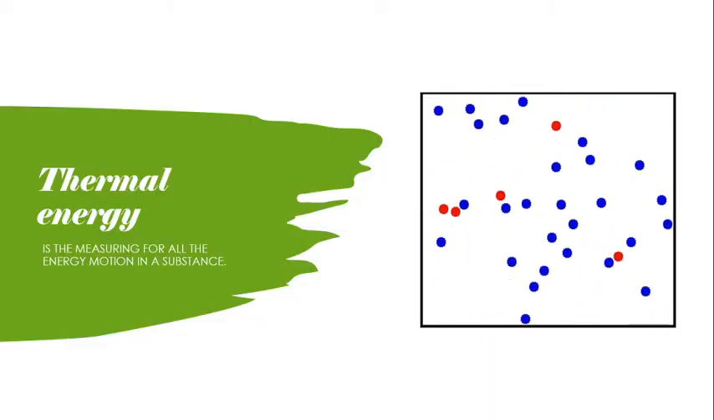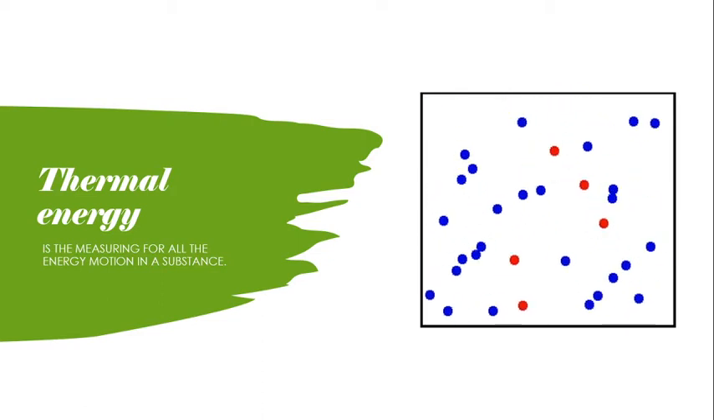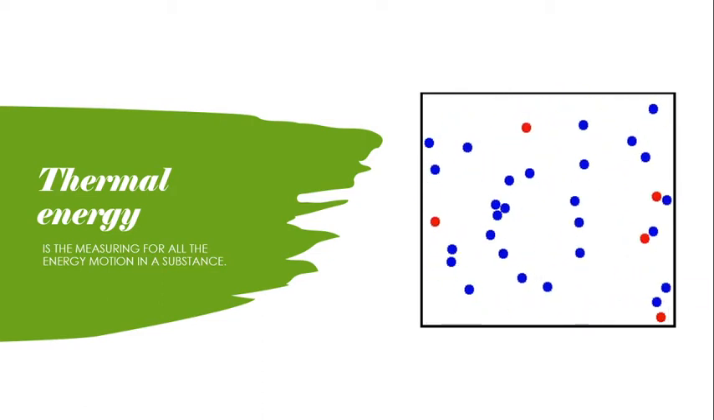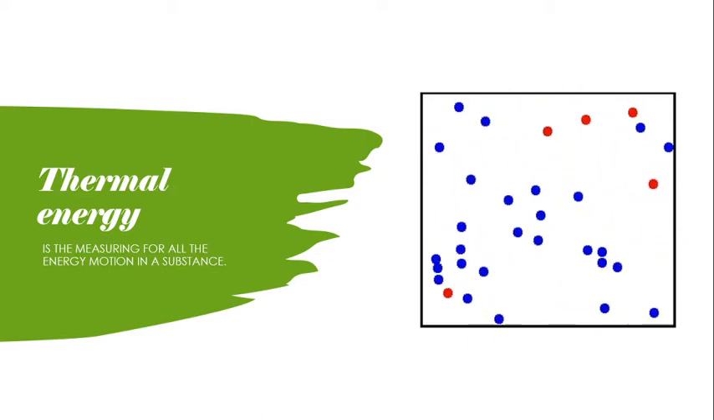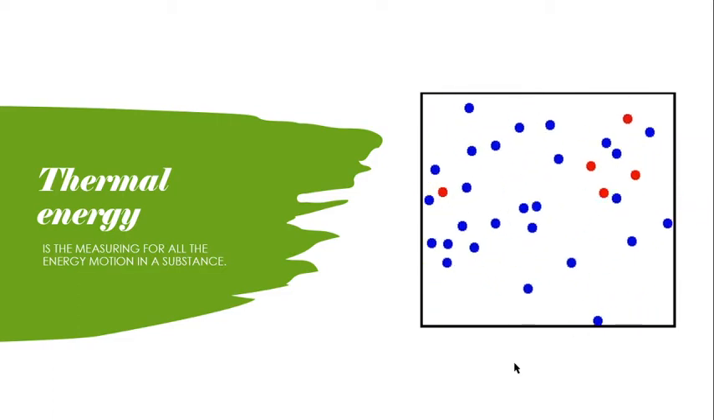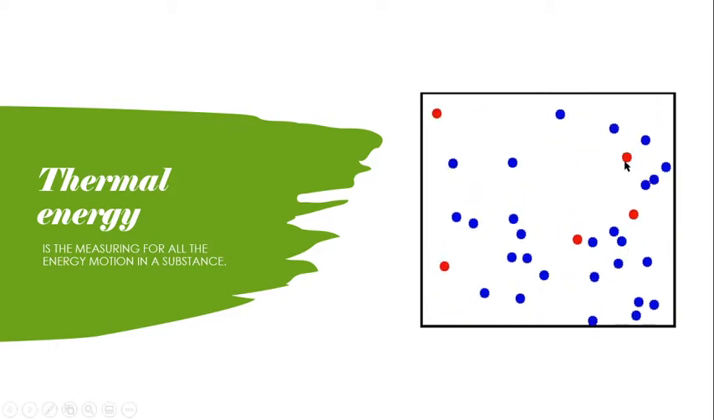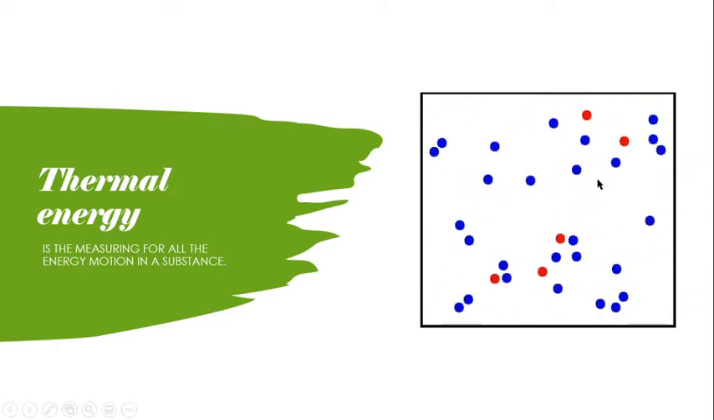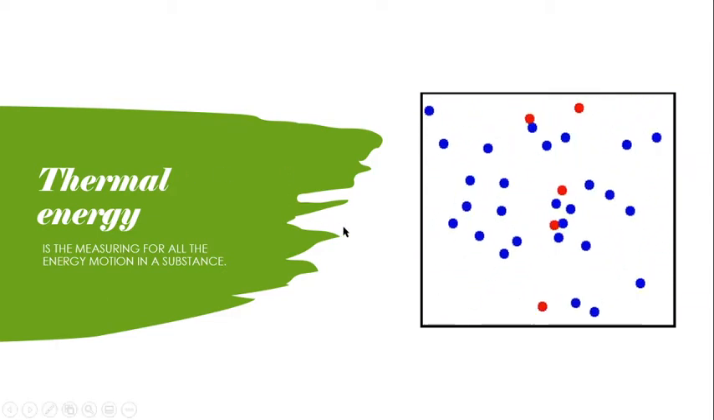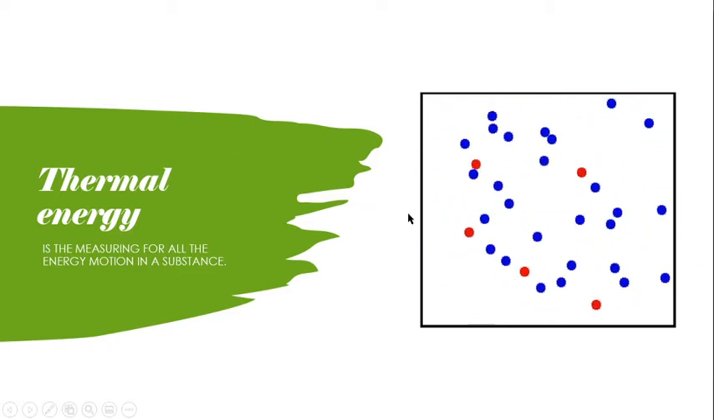To start, we have thermal energy, that is the measuring for all the energy motion in a substance. As we can see here in the GIF that we have here, there are particles that are moving, and the thermal energy is basically the measuring of this motion.